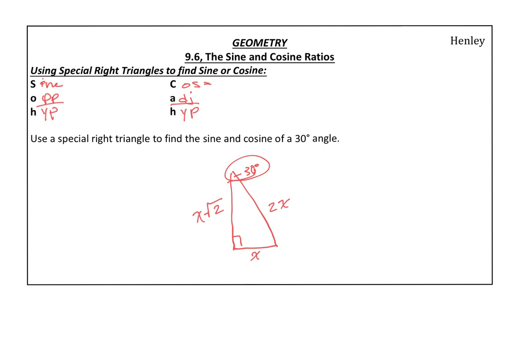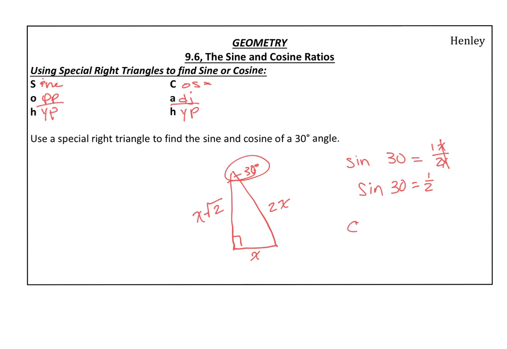Now, we are going to find the sine of 30 degrees. The sine of 30 is opposite over hypotenuse. So that is x over 2x. These two will cancel, leaving a 1 on top. So the sine of 30 equals 1/2.